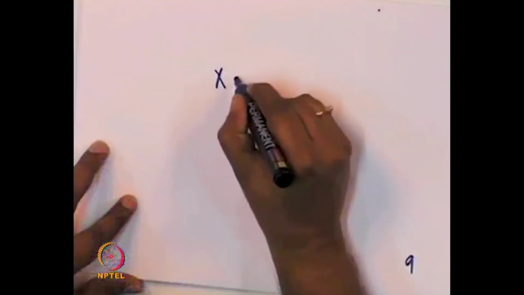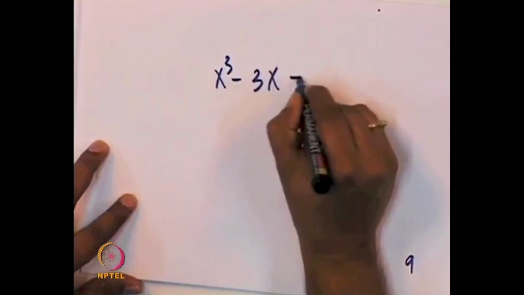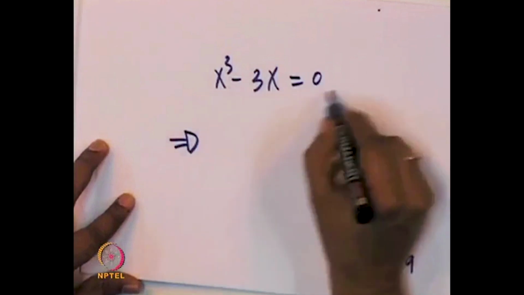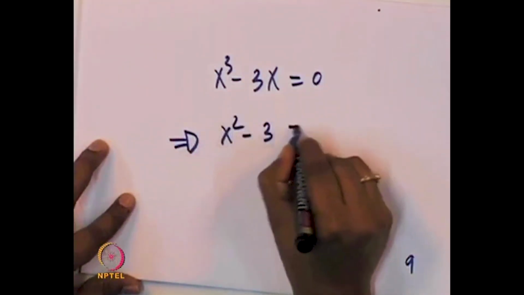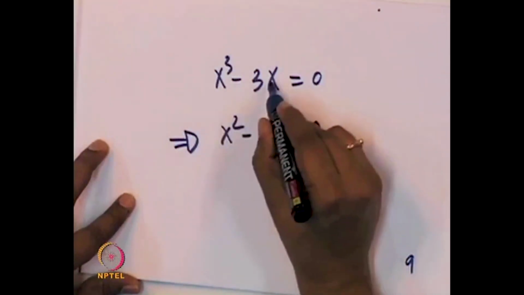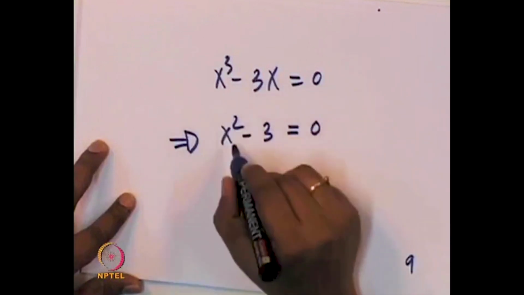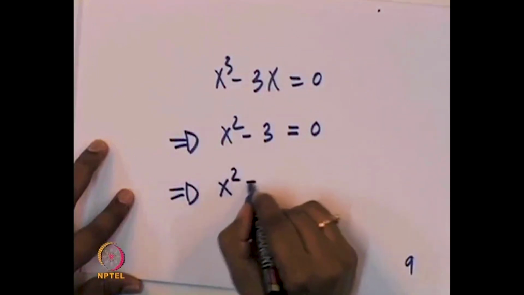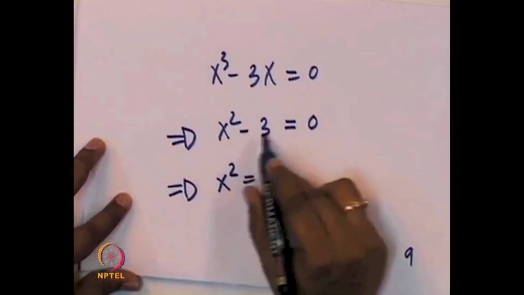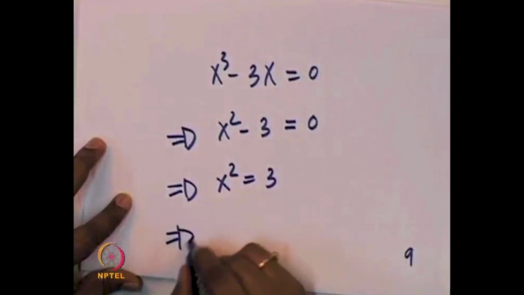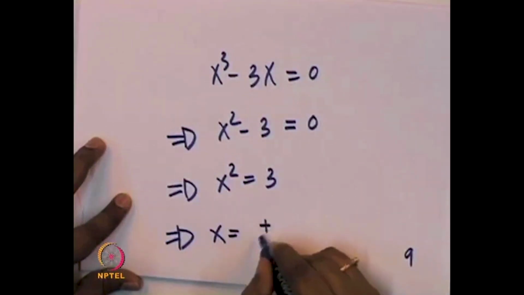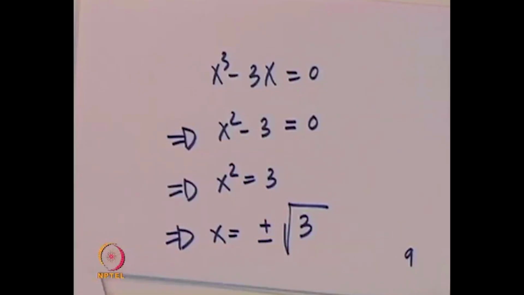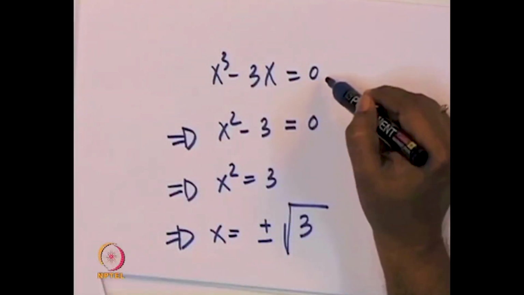So, x cube minus 3x equal to 0 implies, there is an x common that you can take out. So, you divide throughout by x. I can divide this term and this term by x. So, you will get x square minus 3 equal to 0. This implies that x square is equal to 3, because I can take this 3 to this side. This implies that x is plus or minus square root of 3. So, when x is plus or minus square root of 3, the function is 0.